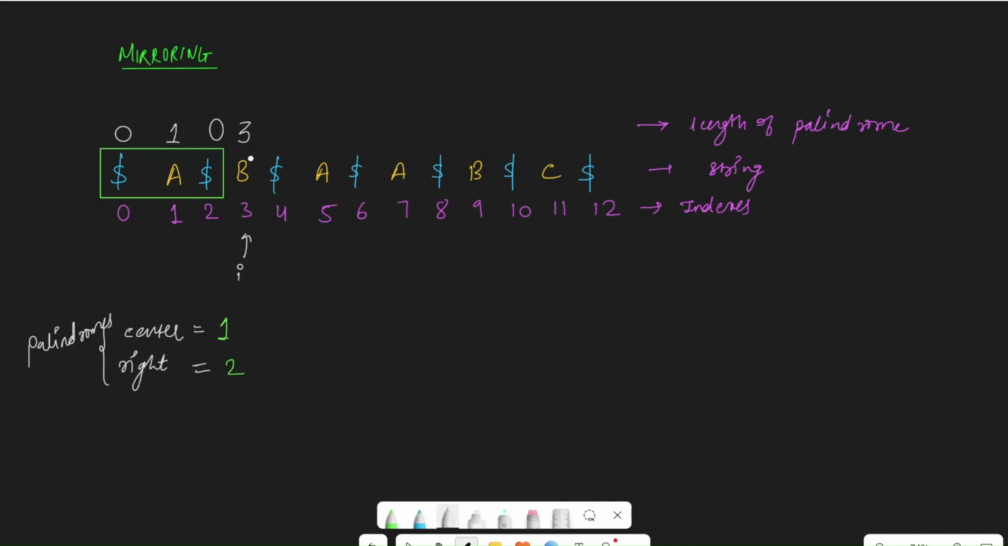So the palindrome center would be B, and we go 1, 2, 3 places, and this would be the right boundary of the palindrome, like at index 6, this is the right boundary. Because the right boundary of the new palindrome is greater than the right boundary of the old palindrome. Right boundary of the old palindrome was at 2. Our new boundary will be at 6. So we have to move our palindrome and update the center and right.